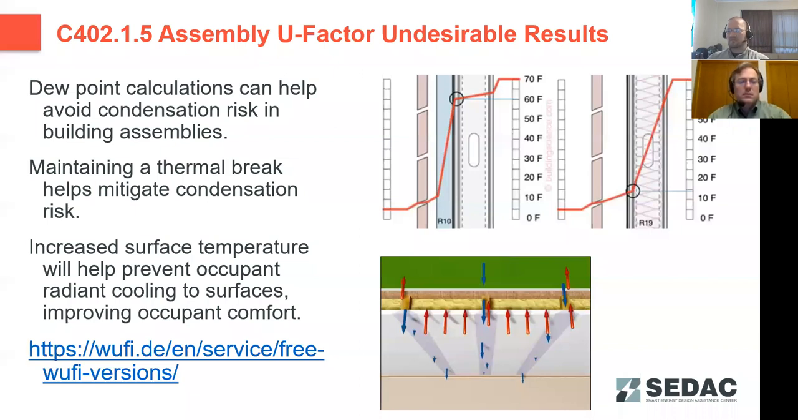Something else that we've seen in the past is ghosting, kind of the striping on drywall that results from condensation developing and then dust adhering to that material and causing patches of darkness on the wall.